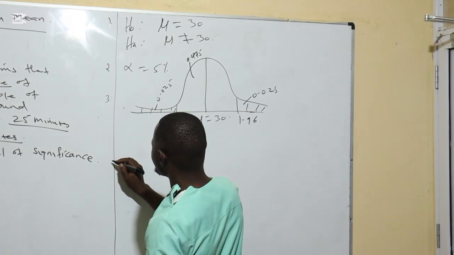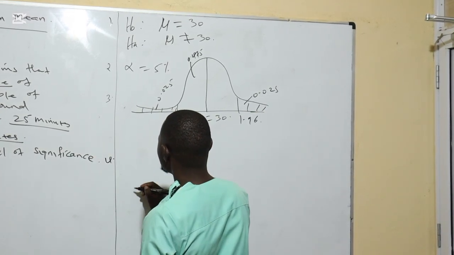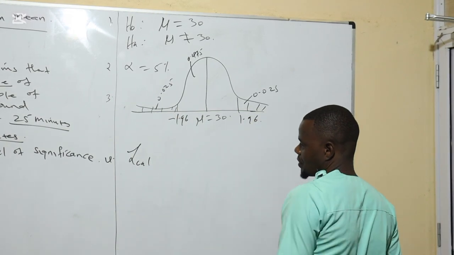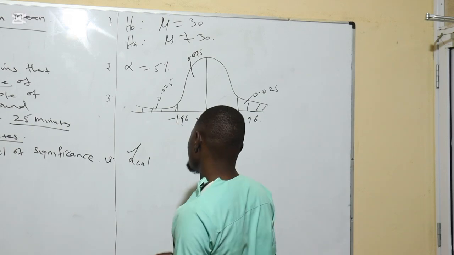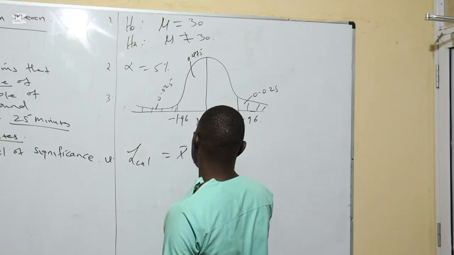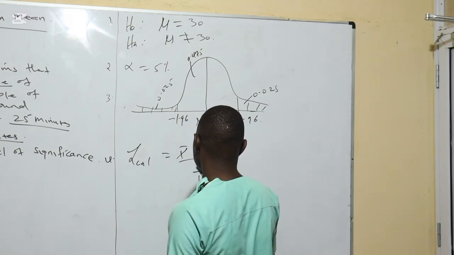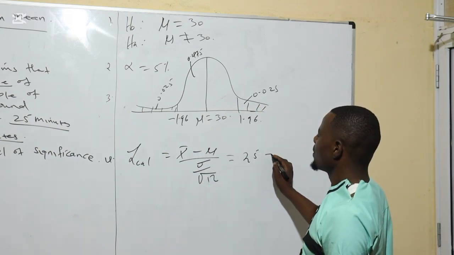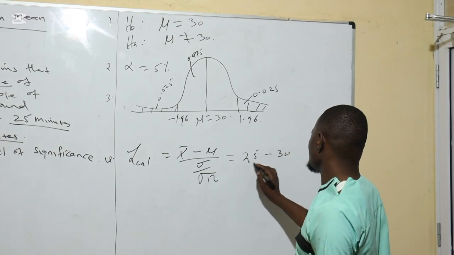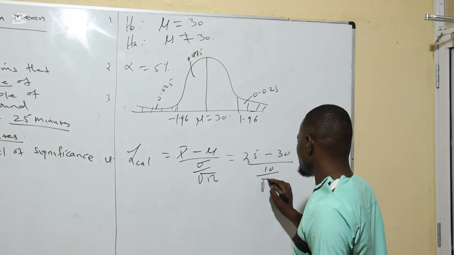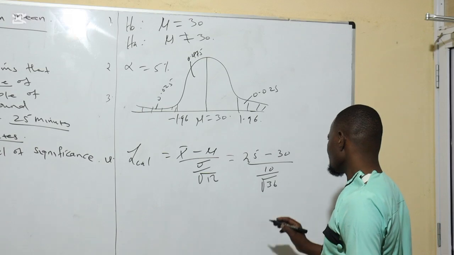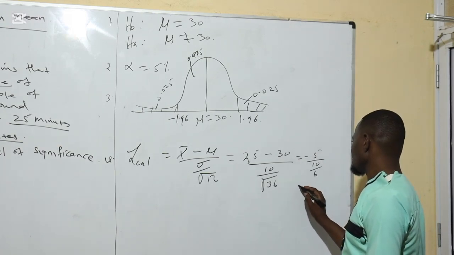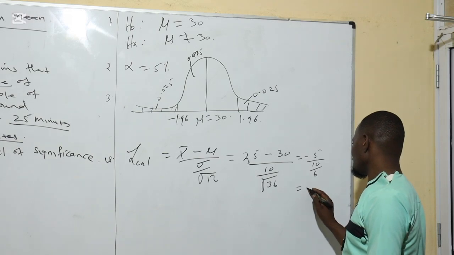Step number 4 is to do the test statistic, the Z-calc. I'm going to use the Z table because the conditions are met for a Z table. It is x bar minus mu divided by standard deviation over root of n. X bar is 25, mu is 30, standard deviation 10, root 36. So this is negative 5 over 10 over 6. So this one will give us negative 3.